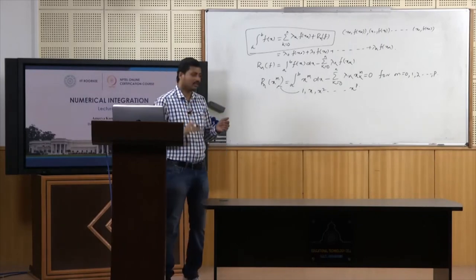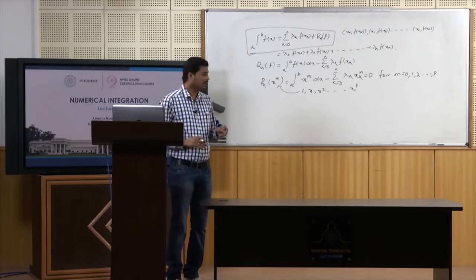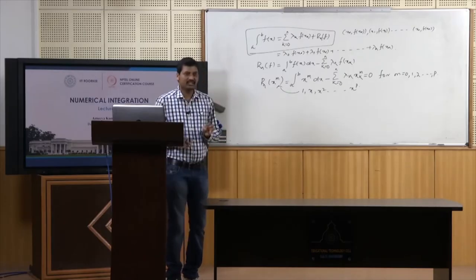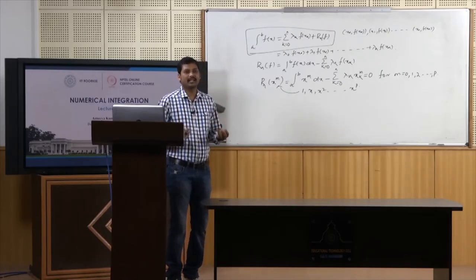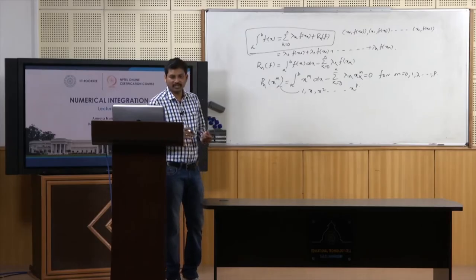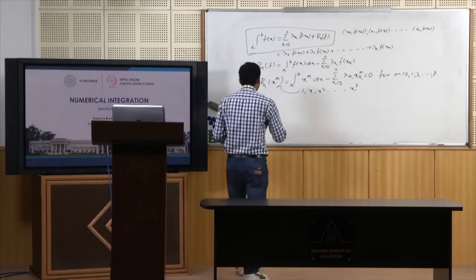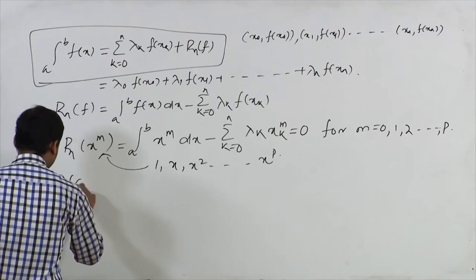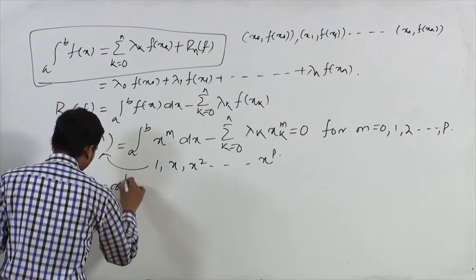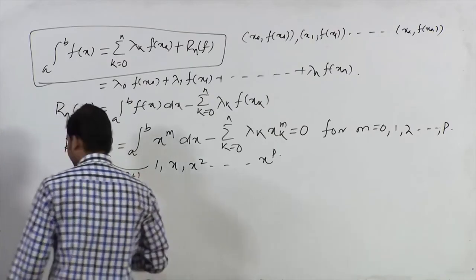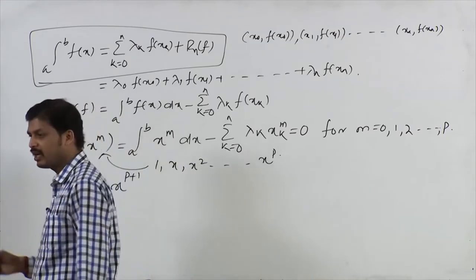And if you just try to find this error term here, if the immediate next term is considered, then that will provide the error term here. So obviously, we can write the error term for f of x equals x to the power p plus 1.